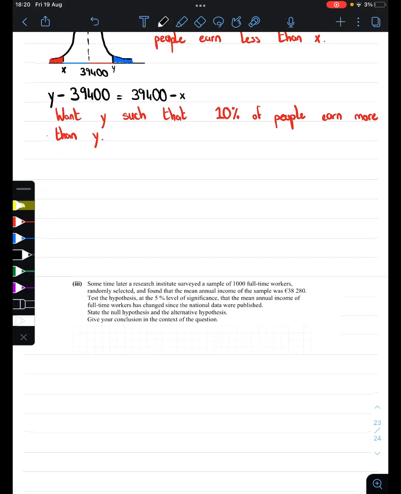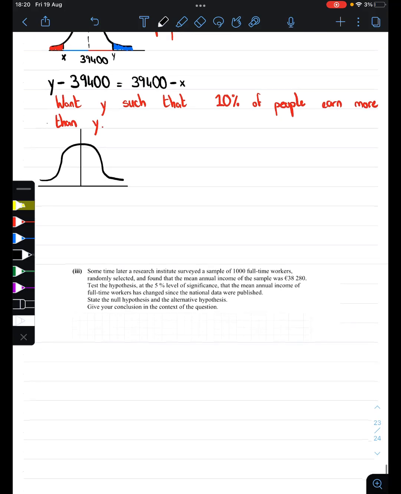So now we're looking for the corresponding z-score to y. So if this is our standard normal distribution, what is the value of z that corresponds to y? What z corresponds to y?